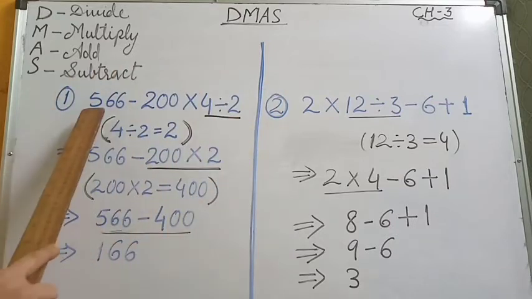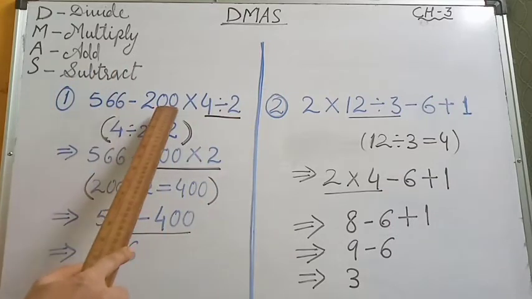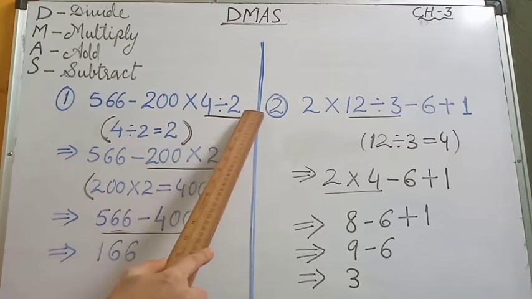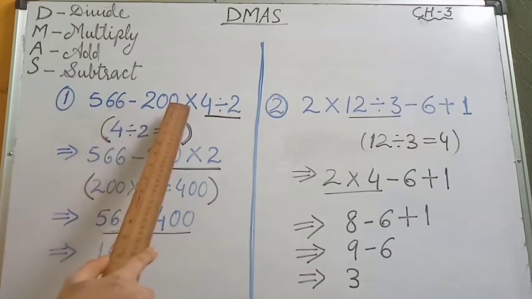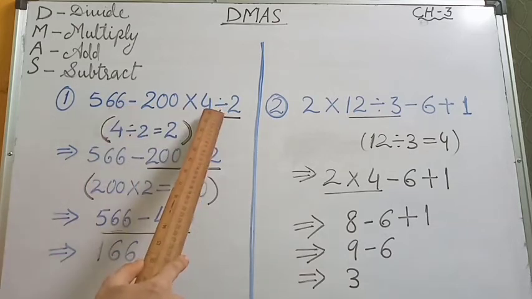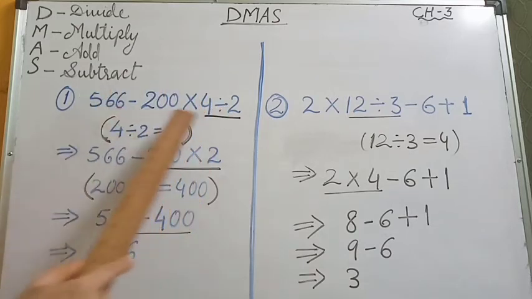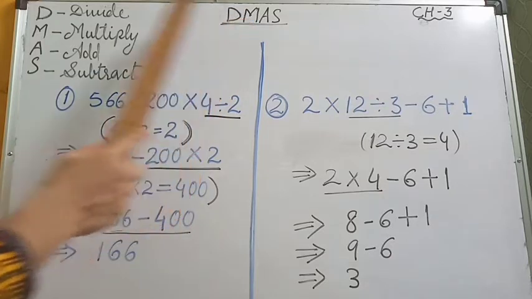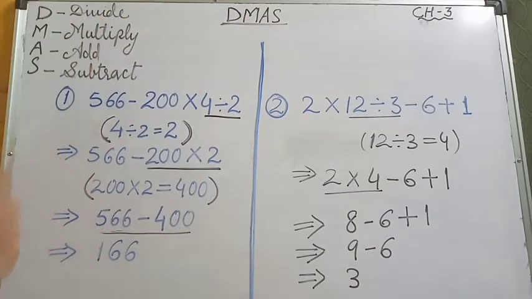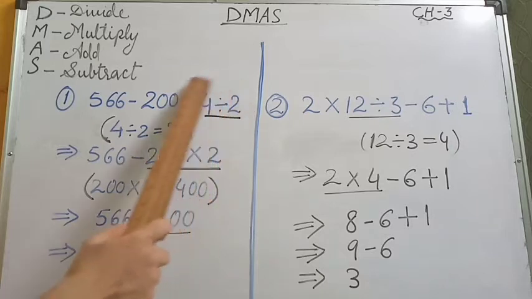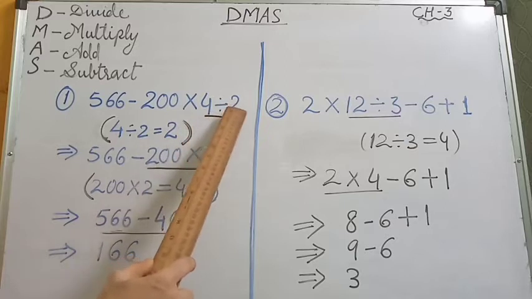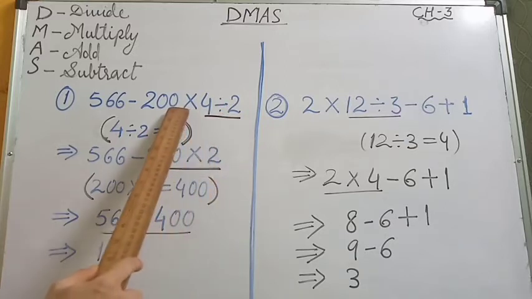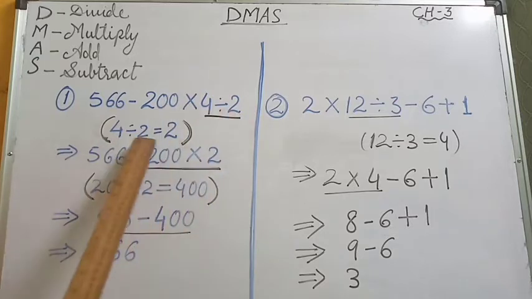First of all, 566 minus 200 multiplied by 4 divided by 2. Here you can see three operations are there: subtraction, multiplication and division. So which operation is to be solved first? According to DMAS rule, first of all we have to divide. So this is the term where we can see division operation. So 4 divided by 2 we will solve first, and rest of the terms we will write as it is. So 4 divided by 2 is 2.